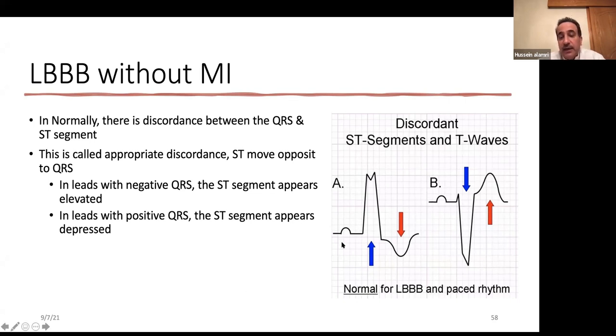When this is reversed, this is called concordance. Now there will be concordance, like when there is ST depression where it's supposed to be elevated, or there is ST elevation when it is supposed to be depressed. Is it clear? Yes. Okay.